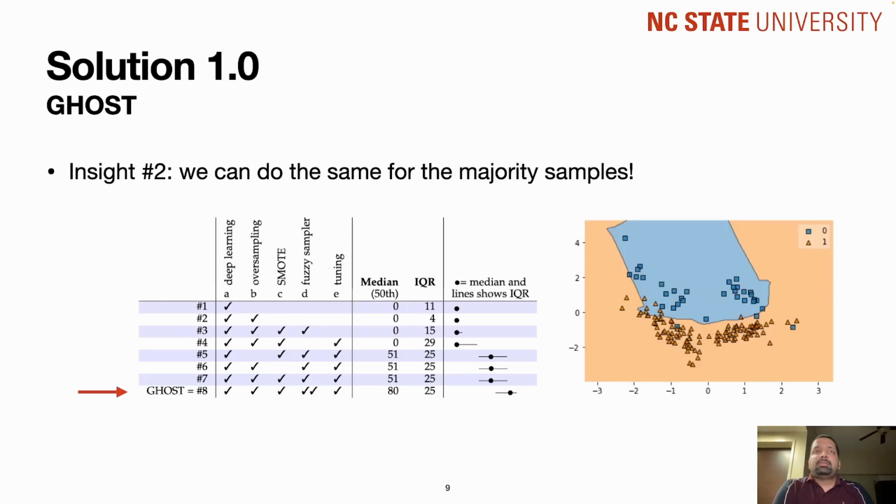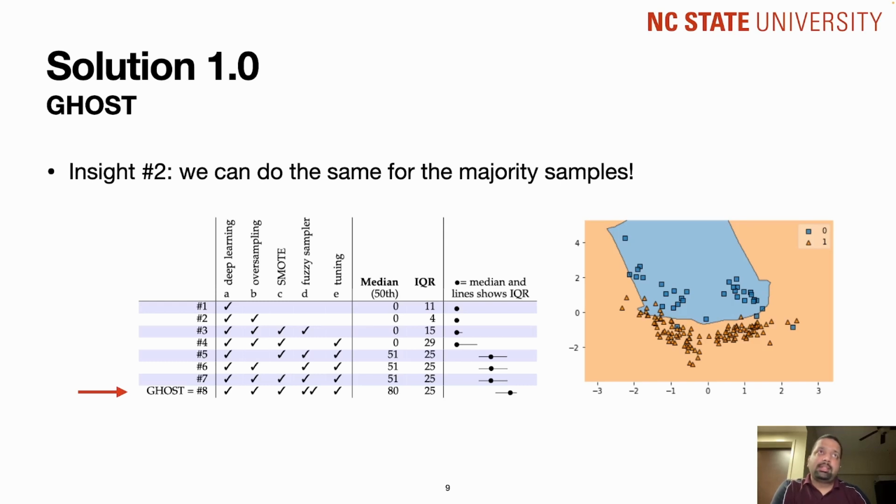We can also do the same for the majority samples. We can do fuzzy sampling for the majority samples and say maybe there are data samples in this test set where the test sample is too close to the majority class sample in the training set and the decision boundary is cutting it off and misclassifying it. So now we do fuzzy sampling twice. We do fuzzy sampling for the minority sample set. We do fuzzy sampling for the majority set.